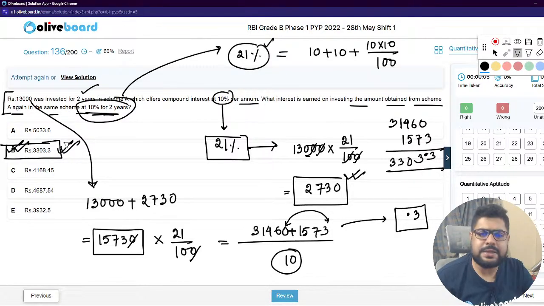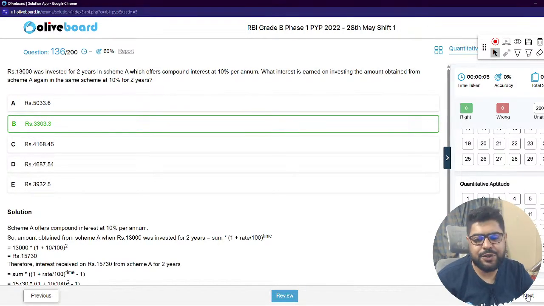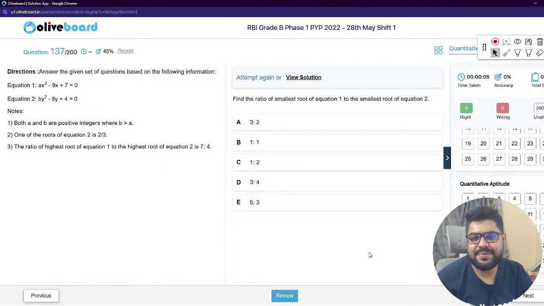So be a little smart. There you can most definitely save a few seconds. So option B is the correct answer. Option B once again is the correct answer.